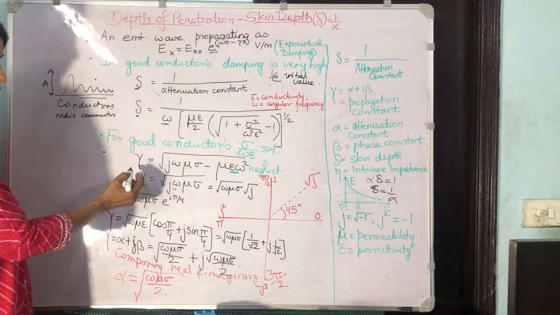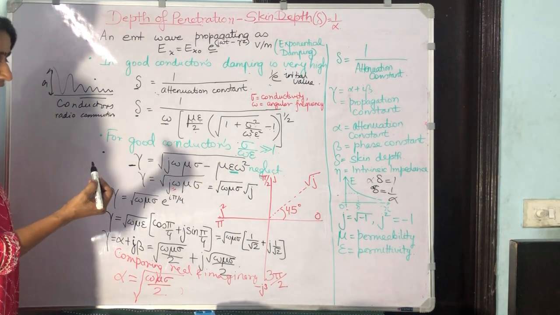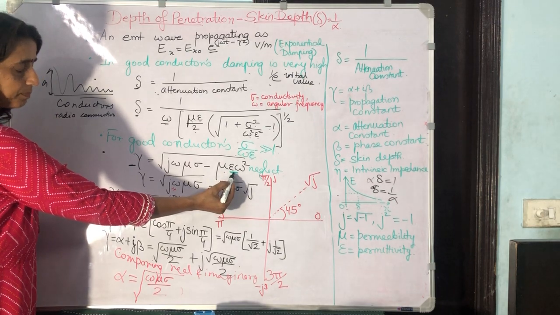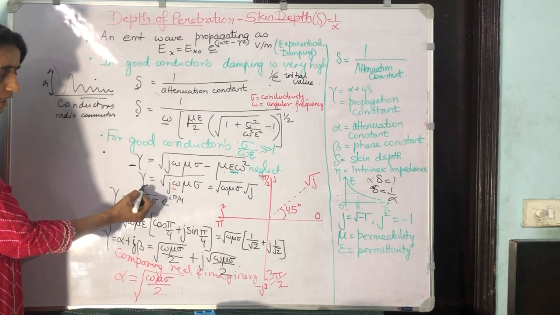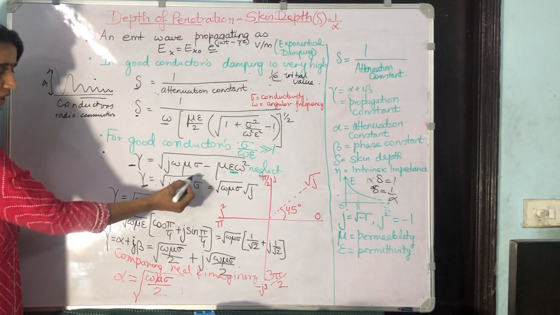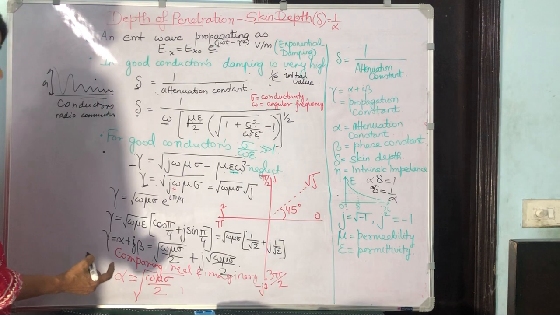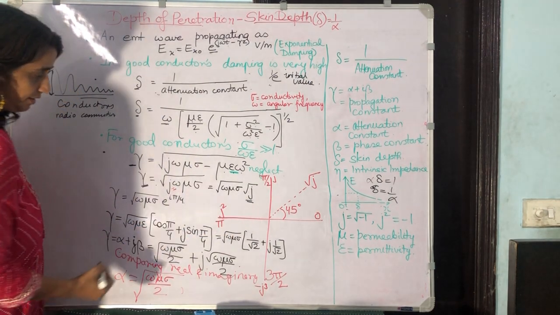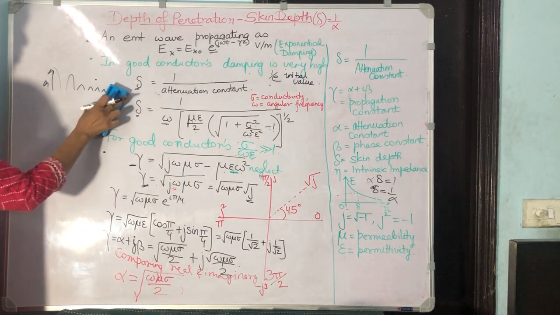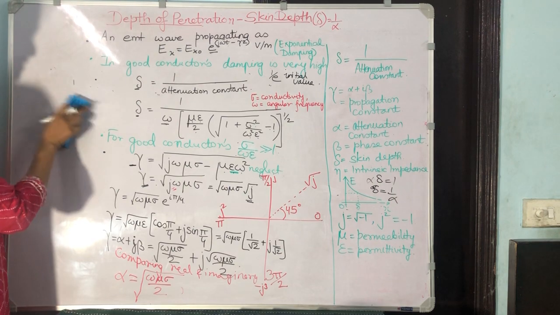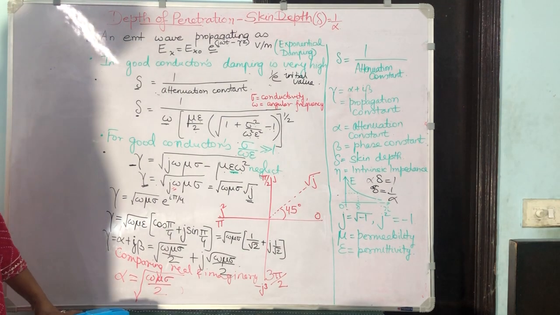So in the expression for the propagation constant, which is a complex quantity, the term mu epsilon omega squared can easily be neglected, and we are left with propagation constant gamma equal to square root of j omega mu sigma. Now for the EM wave, we will solve it for the exponential component. e to the power of j theta is equal to cos theta plus j sin theta. So we are going to solve this expression in order to get an expression for skin depth.